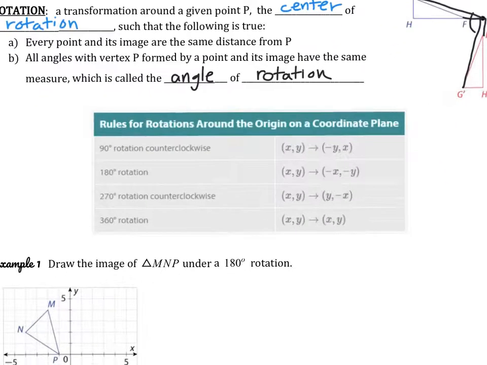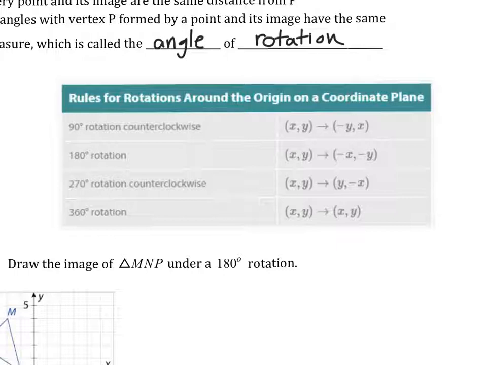Here are a couple of rules for coordinate plane rotation around the origin. If you'd like to rotate a figure 90 degrees counterclockwise, you would swap the x and y values and make the y opposite. So you have to do two things. Again, swap x and y and make your y opposite.